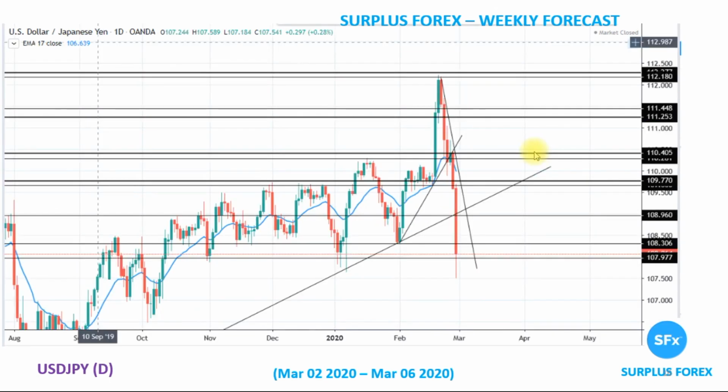Now let's check USDJPY, USD Japanese yen. Showed all the way on a 4-hour chart, met both our targets. Entry at 111.25. It met first target 110.40, second target 109.77, still dropping, and currently it's sitting at 109.98, close to 107.98.